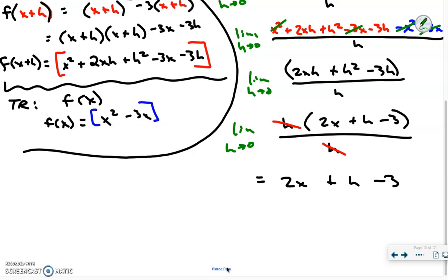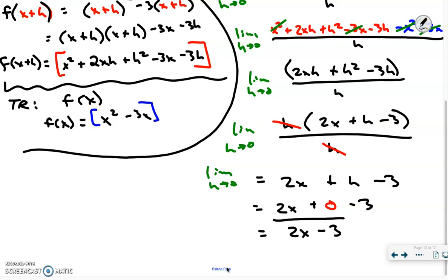Are we allowed at this point to apply the limit as h approaches 0? I don't see any reason why not. So we have 2x plus 0 in place for h minus 3. 2x minus 3 is going to be the limit. Now again, this is the derivative. So do we know exactly what x is? It can be anything we want.